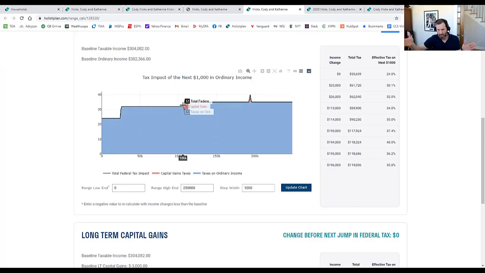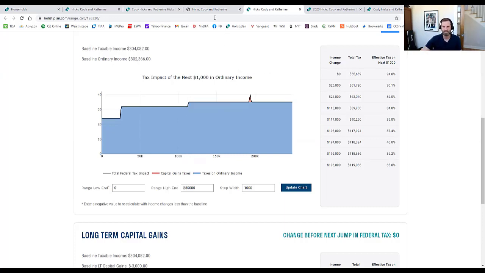Sometimes you have other clients where the plateaus are much bigger and they might have otherwise been hesitant to do something, but you can show them, hey, you may have to pay more in total taxes on a dollar basis, but on a rate basis, you've got a long runway before you have to worry about that next dollar being that much more expensive. So I love this.